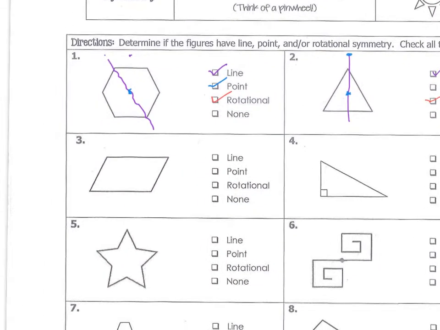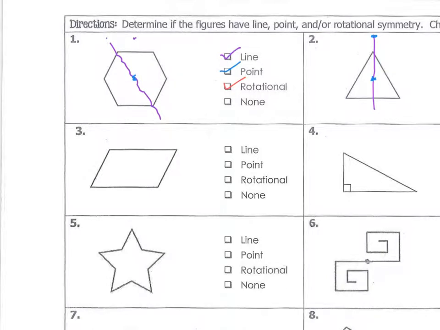So then let's look at 3. Does 3 have line symmetry? If you think yes, put a line where you think it goes, and then fold your paper on that line and see if it maps onto itself. I can't fold this up here. If I put a line through it right here, is it going to map onto itself?